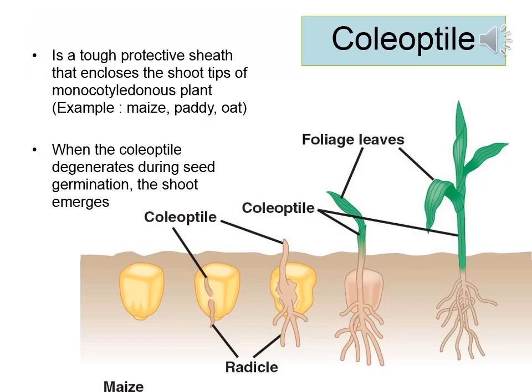Okay, this is the coleoptile. Okay, it's a tough protective sheet that enclose the shoot tip of the monocotyledonous plant. Okay, when the coleoptile degenerate during seed germination, the shoot emerge.